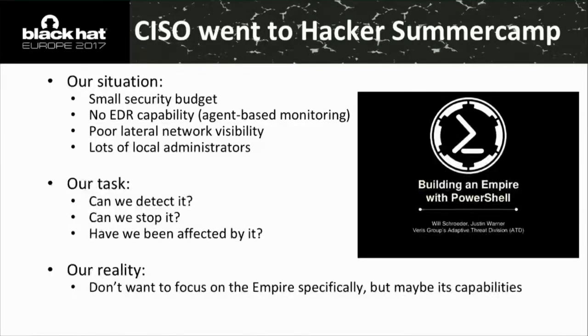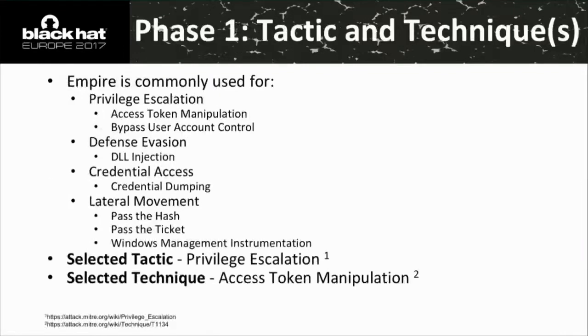So the reality is that the CISO is focusing on Empire, but Empire is just a tool. What he really wants to know is, can we detect the capabilities that Empire is employing? If we go to the next slide, we're going to break down the tactics and techniques that are built into Empire. For those that aren't familiar, Empire is a PowerShell remote access toolkit, and it employs pretty much the entire gamut of attack techniques.